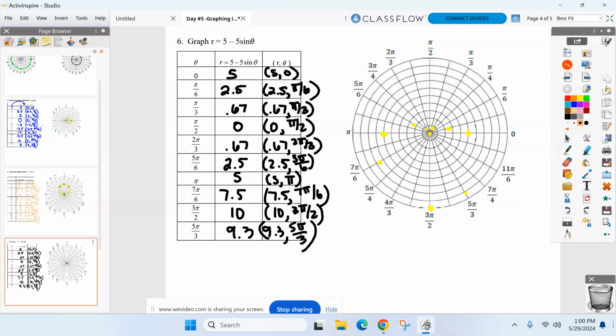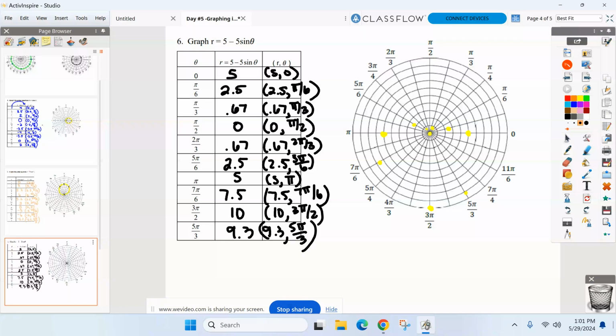Wait, 2.5. Oh, it might be. It's really good. I just put all of them in my calculator and now I'm typing them down. But I got 2.6 instead of 2.5 for pi over 6. Okay. It's really ugly. It's not how it's supposed to be.